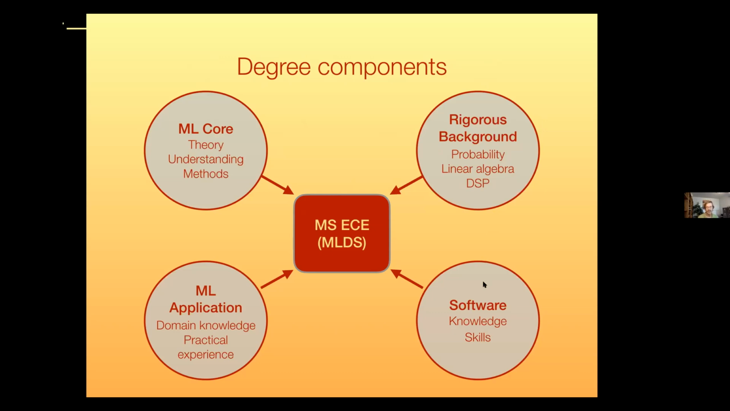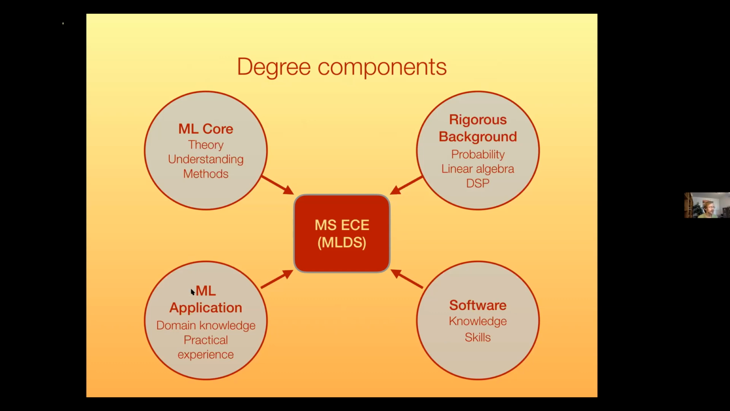Similarly, we have software, which also is a background and something that's really crucial for you to know to really do well in machine learning and data science. And we're talking about software knowledge of different realms in which you need to use software, and software skills, being actually able to do it and do it well and reasonably efficiently.